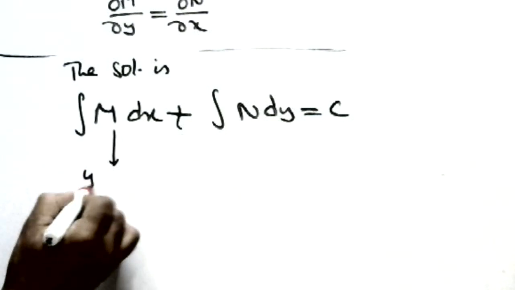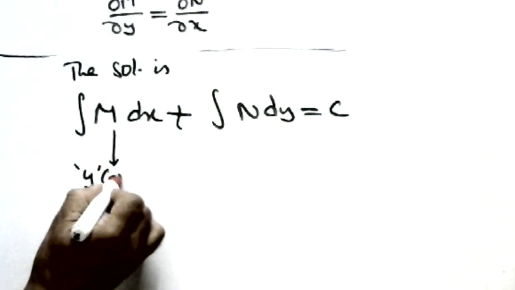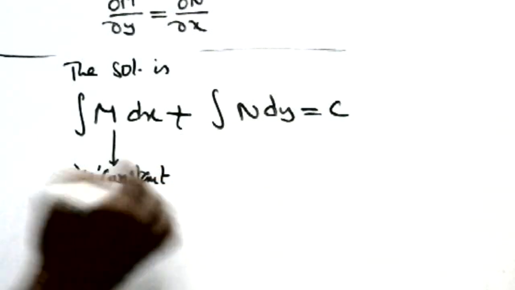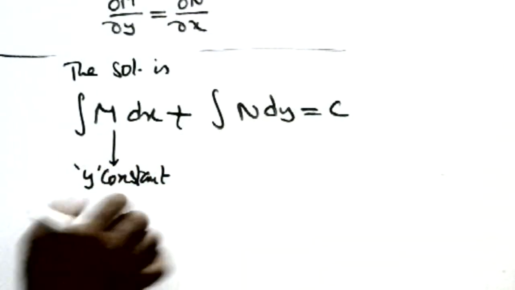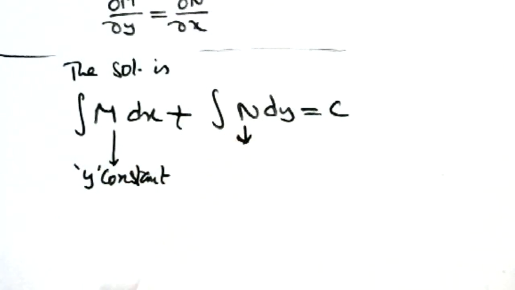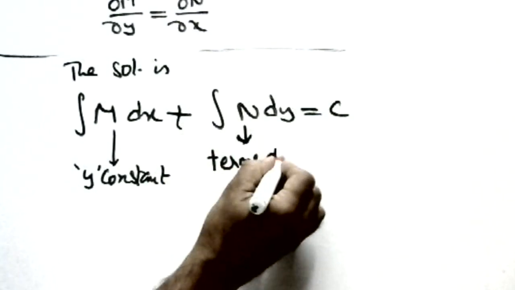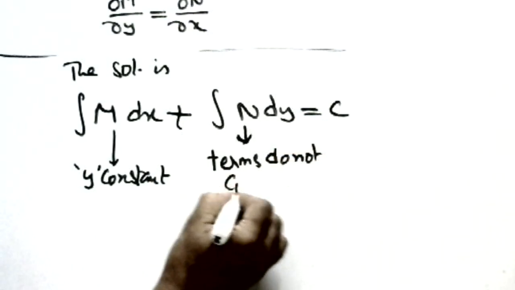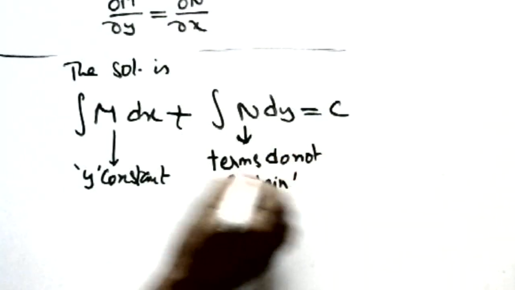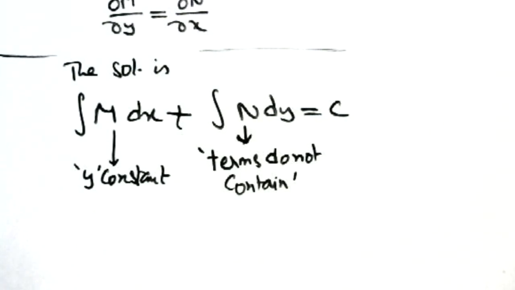Here, when we integrate M, we consider y as constant. And when we take N, we cannot take all the terms of N. We take only the terms of N which do not contain x, or we can say terms free of x. So let me do questions on these types.